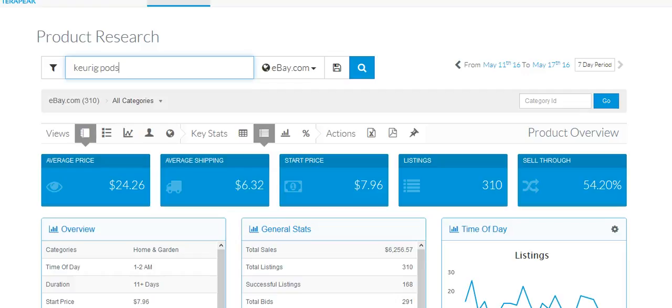You know, $6,000 is a respectable weekly sales. It's not huge, it's not low, it's kind of middle of the road. The sell-through rating, respectable at 54%, but it's not super high. So this isn't the best product out there, but I do feel like this product would consistently sell.